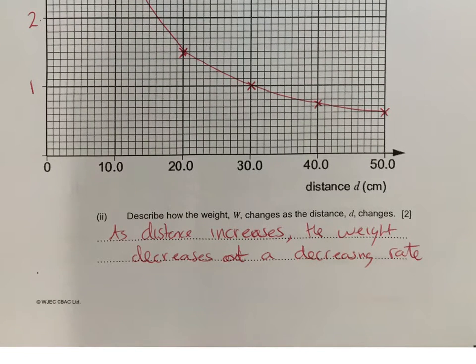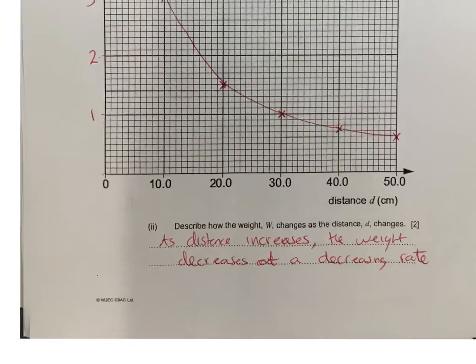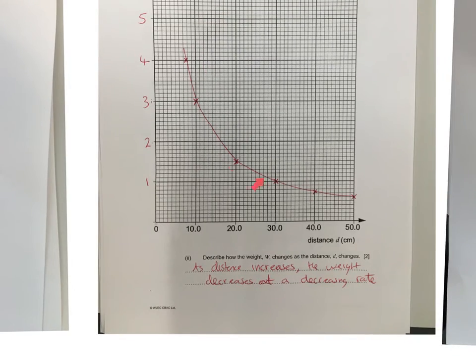Describe the trend. So as distance increases, the weight decreases at a decreasing rate. So it's coming down at a decreasing rate.